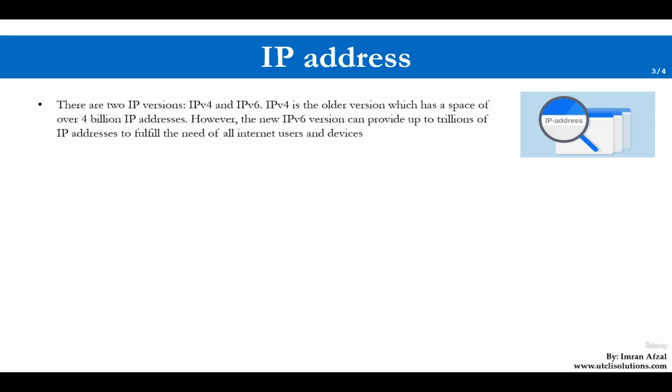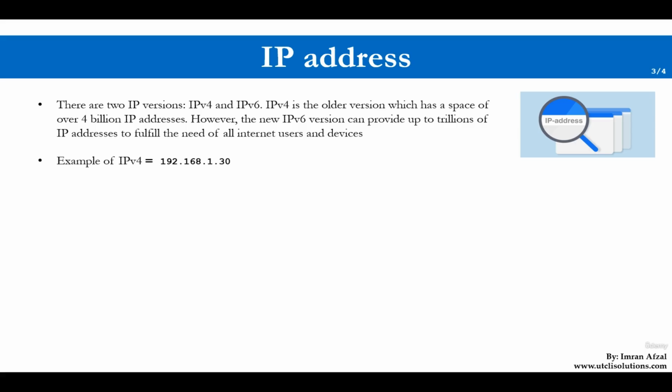However, the new IP version 6 can provide up to trillions of IP addresses to fulfill the need of all internet users and devices. Of course, the internet is becoming bigger and bigger, right? So that is why IPv4 has this limitation. Now we need IPv6.